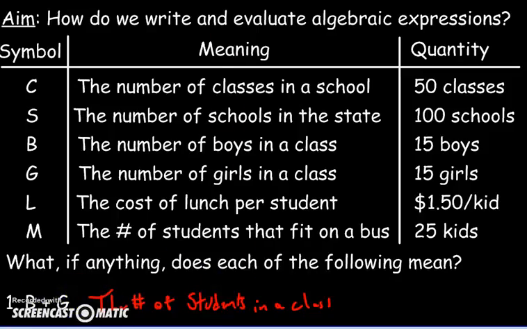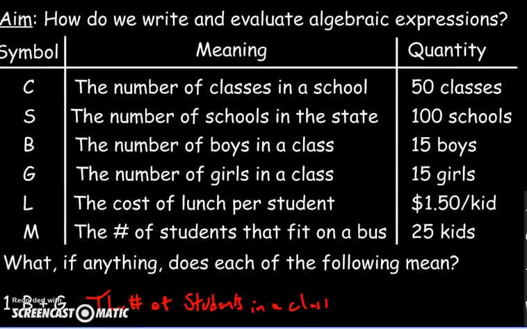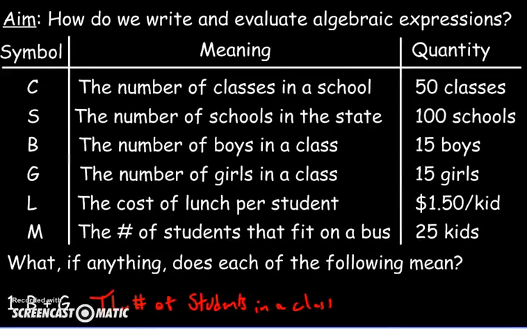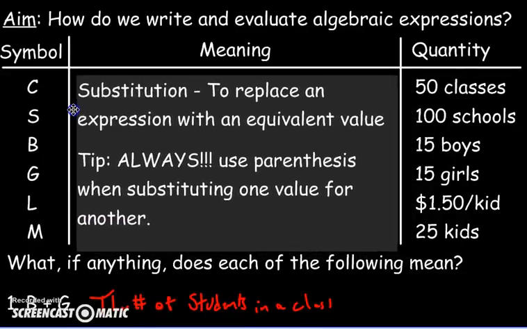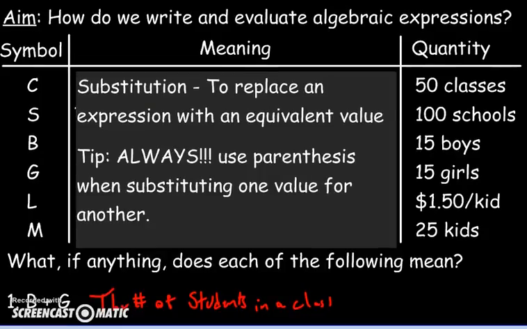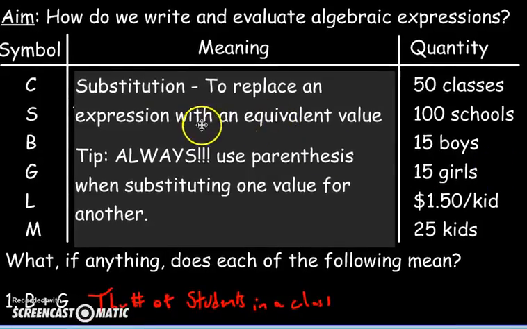Well, in order to do that, we're going to use something called substitution. Substitution means to replace an expression with an equivalent value. So in this case, we're told that the number of boys in the class is 15, so we can substitute that. Replacing B, we will use parentheses because we're making a substitution. And if you look at my little tip there, always use parentheses when making a substitution.